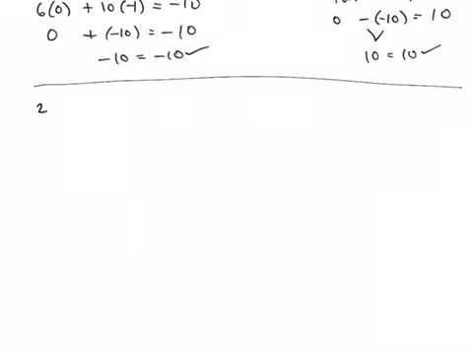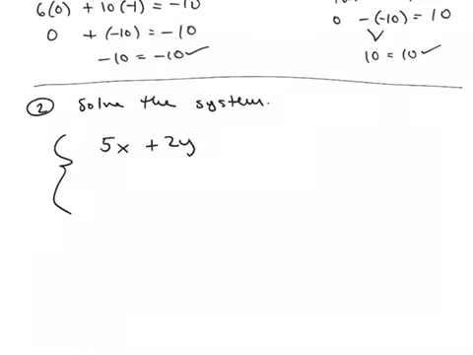So the instructions would be the same. Solve the system. And this time my system might look like this. 5x plus 2y is equal to 28, and 5x plus 6y is equal to 24.